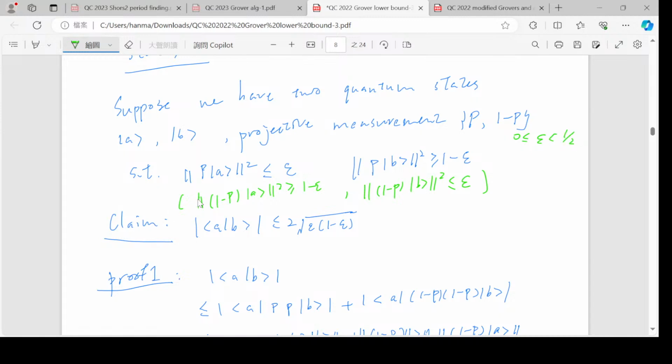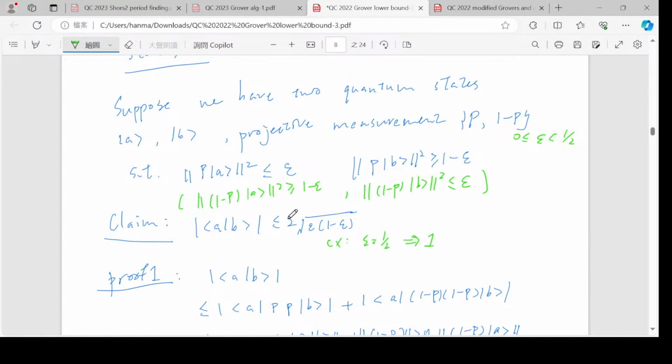And we claim that if you have this kind of distinguishment, then the inner product of A and B will be less than or equal to 2 square root of epsilon times 1 minus epsilon. And this is pretty good because even when epsilon is close to 1/2, for example, epsilon equal to 1/2, then this equals 1. So the worst case is 1.